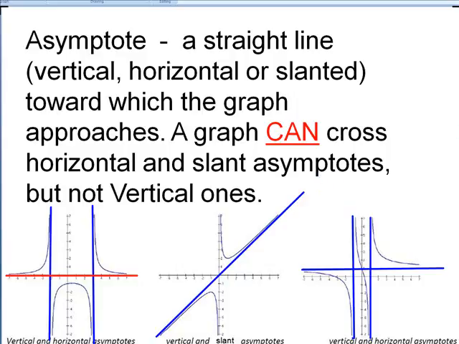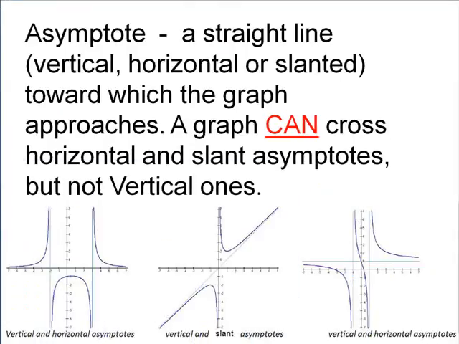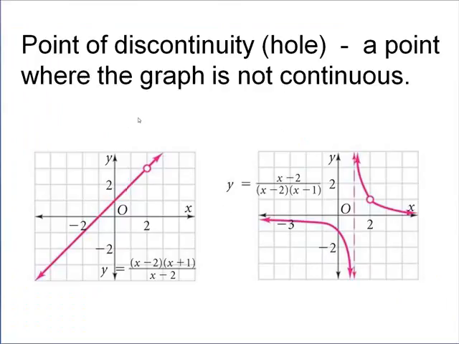Let's talk about how to find a vertical asymptote now. Or actually, let's talk about points of discontinuity first. A point of discontinuity, also known as a hole, is a point where the graph is not continuous. Taking a look right here, we have a straight line going up, and then there is a hole at x equals 2. It's a point where the graph disconnects, and then it continues after 2. That's called a hole or a point of discontinuity.